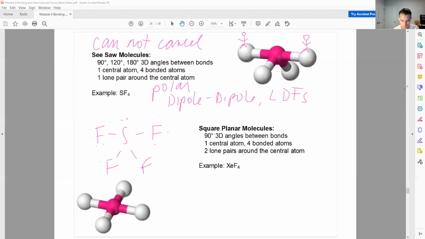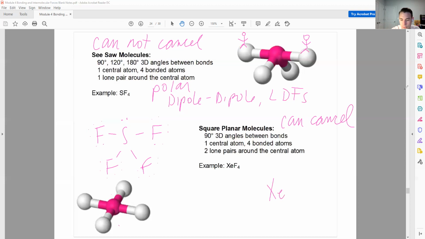Okay. Then we have a square planar molecule. It's flat, so it's just 2 linear ones. And you can basically tell it like that. And it can cancel. Even though it has 2 lone pairs, it is able to cancel because it is a planar, a flat molecule. One central with 4 things bonded to it and 2 lone pairs, basically 1 on the top and 1 on the bottom in that example.